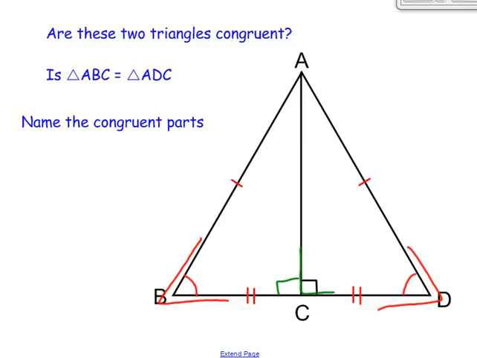By the third angles theorem, because I know that two angles of this triangle are congruent, I therefore know that the third angle up here must be congruent as well. So now I know that all three sides and all three angles of my triangles are congruent, and therefore these two triangles are in fact congruent.